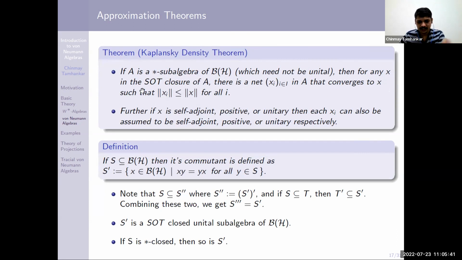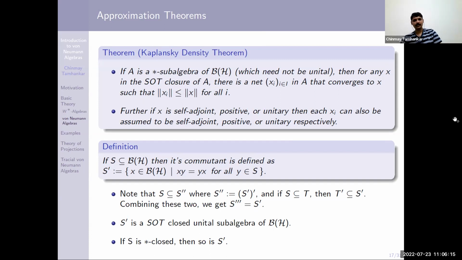But what we in fact have is that this net can be chosen such that the norm of every element in the net is less than or equal to the norm of X. So this is kind of great, but it's not true in general. And further, if X is either self-adjoint or positive or unitary, then each element in this net can also be chosen to have the same property. So this is the Kaplansky density theorem.